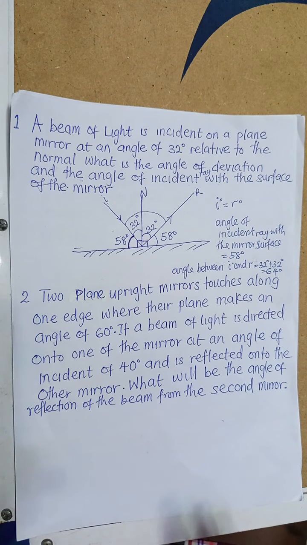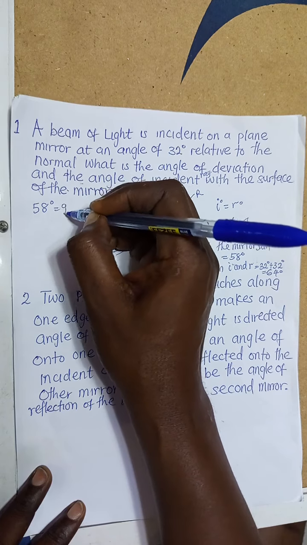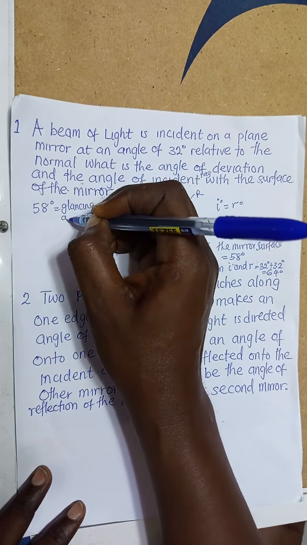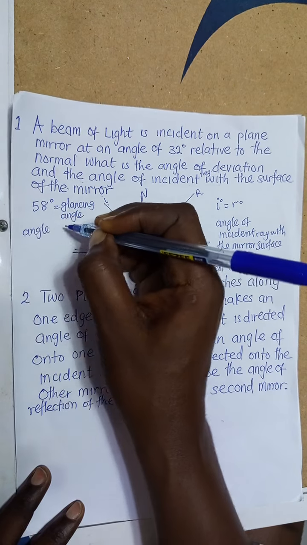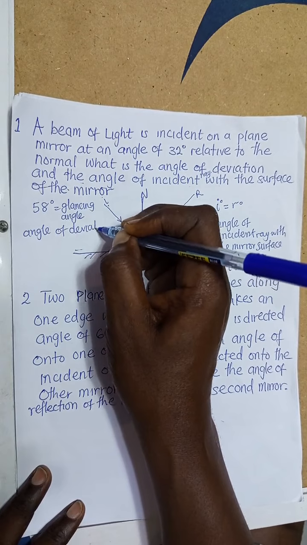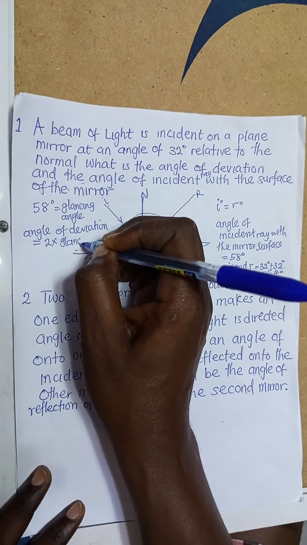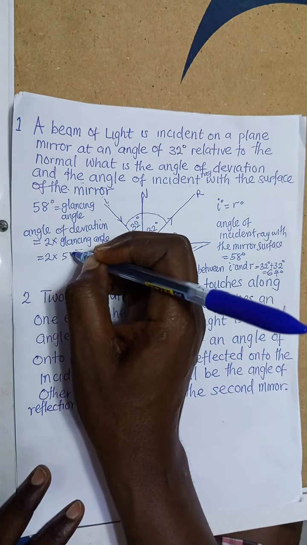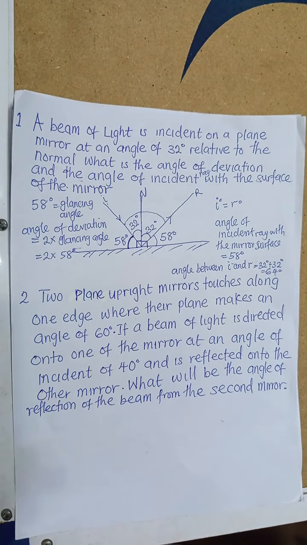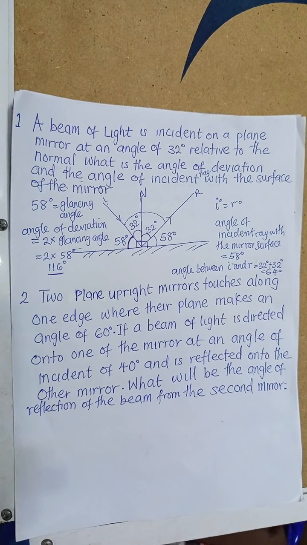Then the angle of deviation is what we are now looking for. Don't forget that 58 degrees is what we call the glancing angle. So if 58 degrees is the glancing angle, the angle of deviation is equal to 2 times the glancing angle. So please take note of that. So I would have 2 times 58 degrees. It gives us the angle of deviation. And if you do that, you get 116 degrees. So 116 degrees is your angle of deviation.